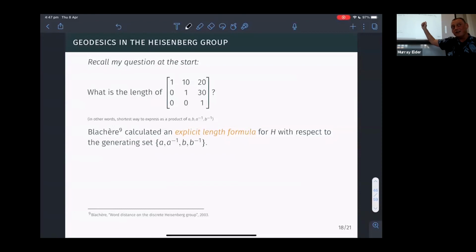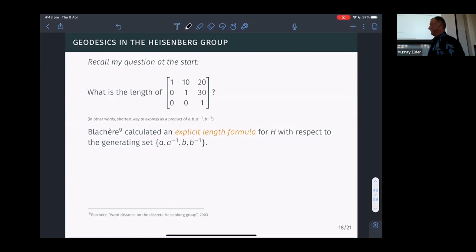What was the length of that? It turns out that someone, French, Blachère, wrote a paper, just brute force sort of, calculating a distance function in the ordinary Heisenberg group. Why would you ever want to read such a paper? Given a group element of the Heisenberg group in A, B, it tells you the length of that group element.